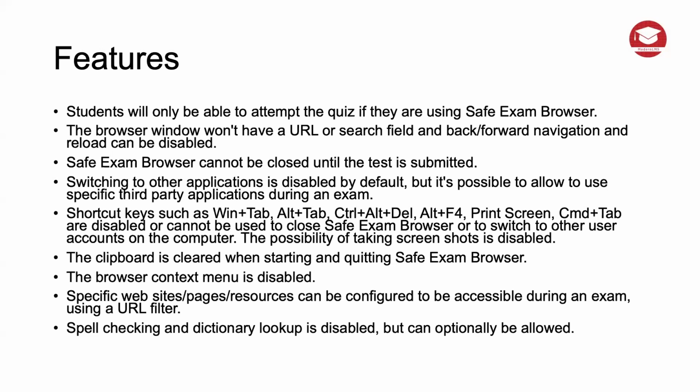They can't do this. Switching with shortcut keys such as Windows Tab, to swap between different screens and so on, will not work. They can't print, they can't copy. Clipboard will not work. Browser menus are disabled. They can only look at applications that you allow. If you allow them to go to YouTube, they can go for it. Otherwise, they can't even go to YouTube. Spell checking dictionaries are also disabled, because if they're writing an essay, we don't want the system to do automatic spell check and so on. So that is what Safe Exam Browser can do.